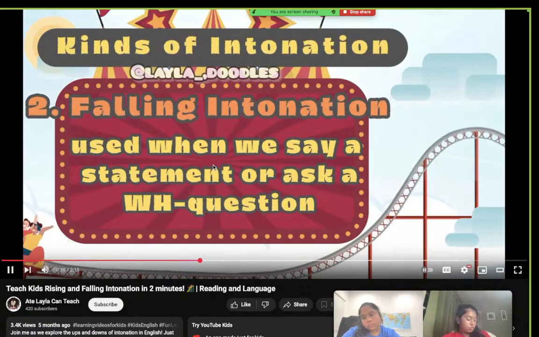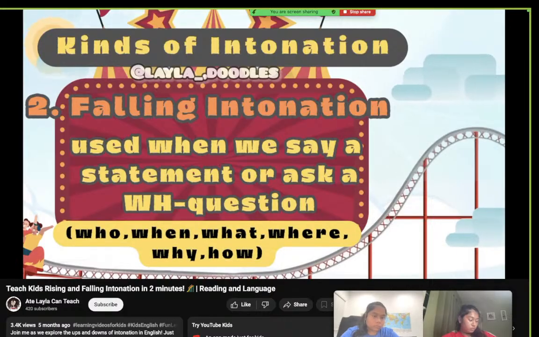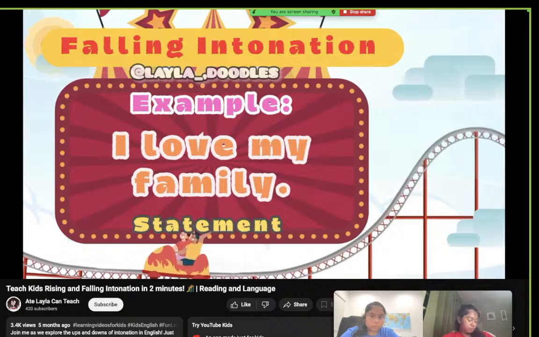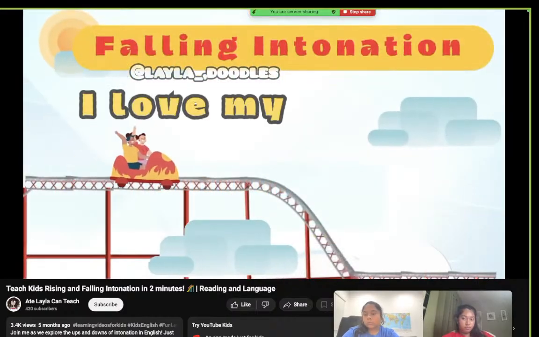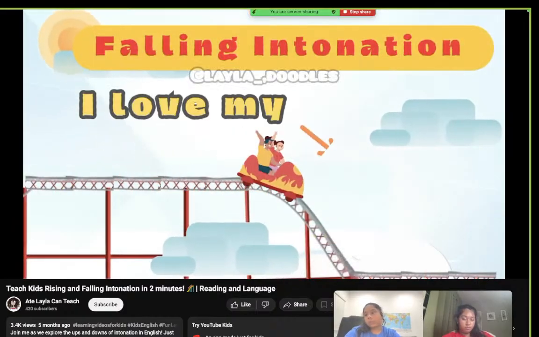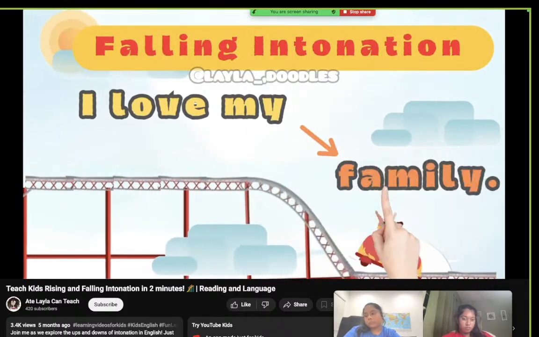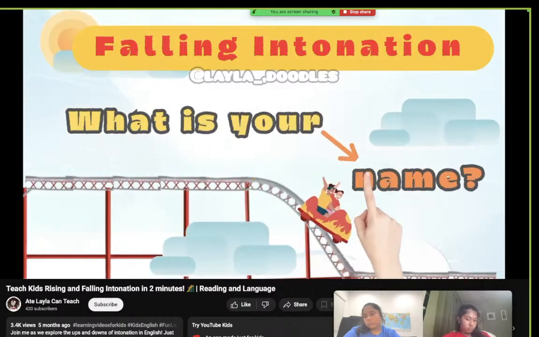Falling intonation. We use falling intonation when we say a statement or ask a WH question. WH questions are questions with who, when, what, where, why, and how. For example, I love my family. This is a statement. That's why we use falling intonation. When you say falling intonation, your voice starts at a normal level and then goes down at the end. I love my family. What is your name?